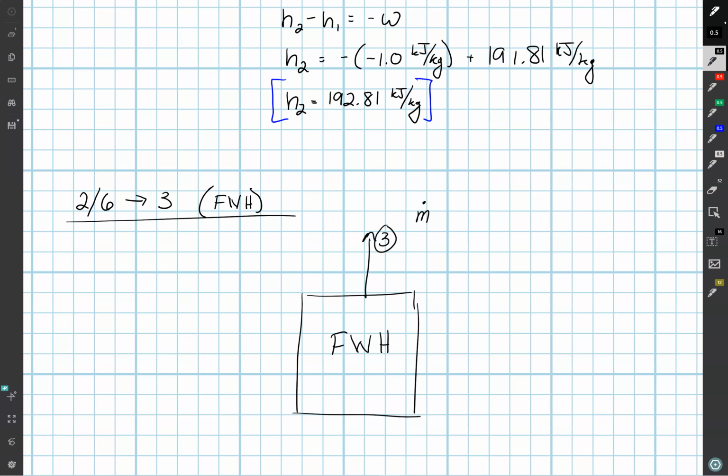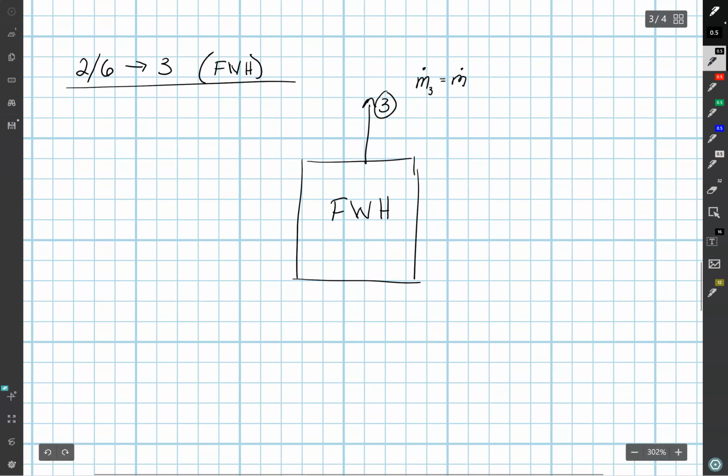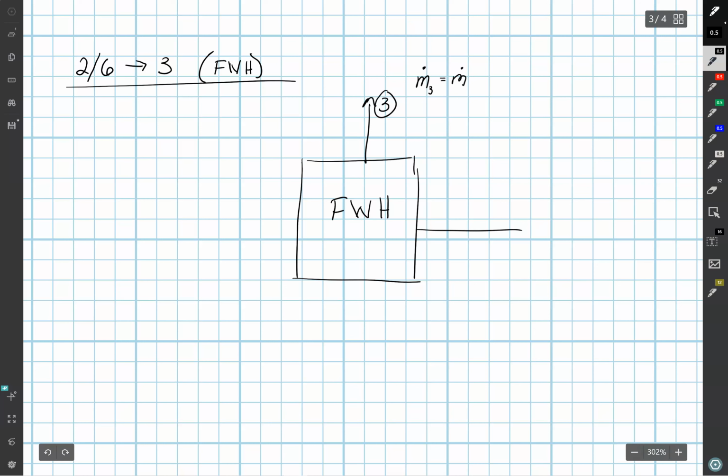The mass flow rate of stream 3 is going to be the total mass flow rate, m dot, and we're going to have two different inlets right here, which we've called 6, and on the other side, which we've called 2. We've solved some of this already, so I'm going to put some actual numbers to this.